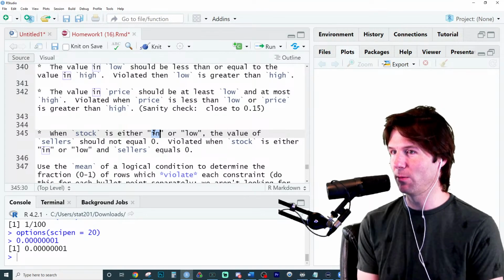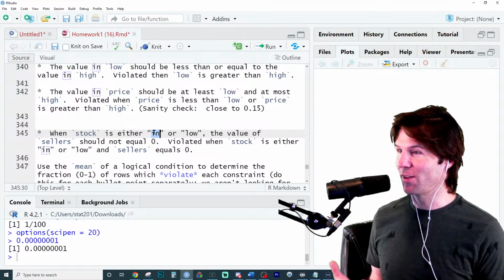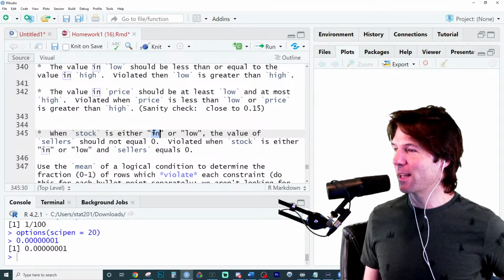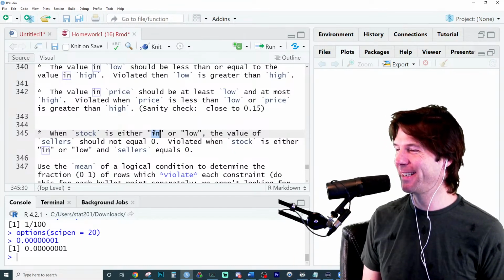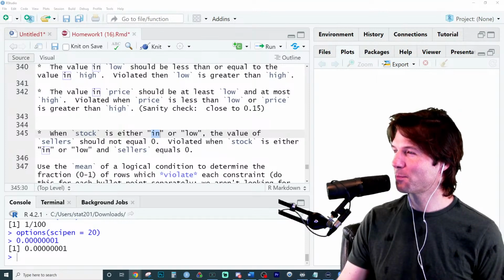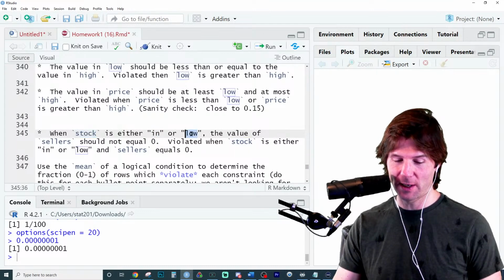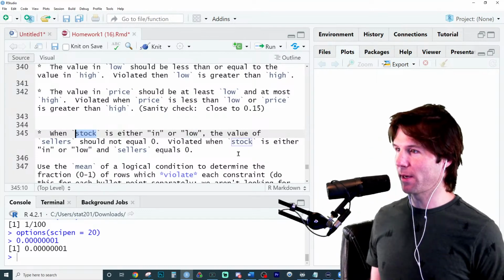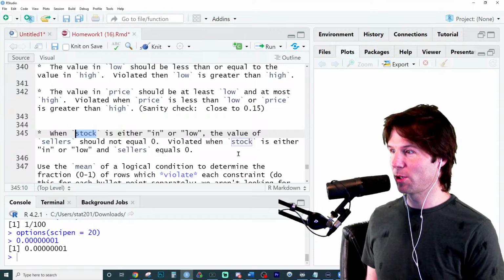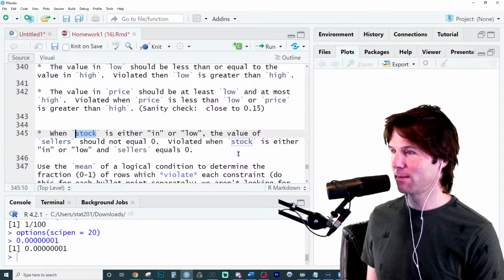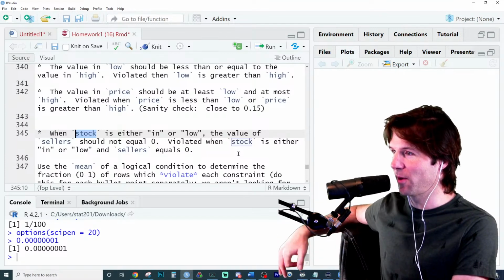Just think about it theoretically right here, what we mean by this. If you're going to go buy a notebook, and it's in stock, then it should be sold somewhere. Does that make sense, Kevin, what I'm asking? This last constraint says if it's in stock or on low stock, then there should be people selling it, meaning it can't be equal to 0. We should see at least one option. The number of sellers should be greater than 0.